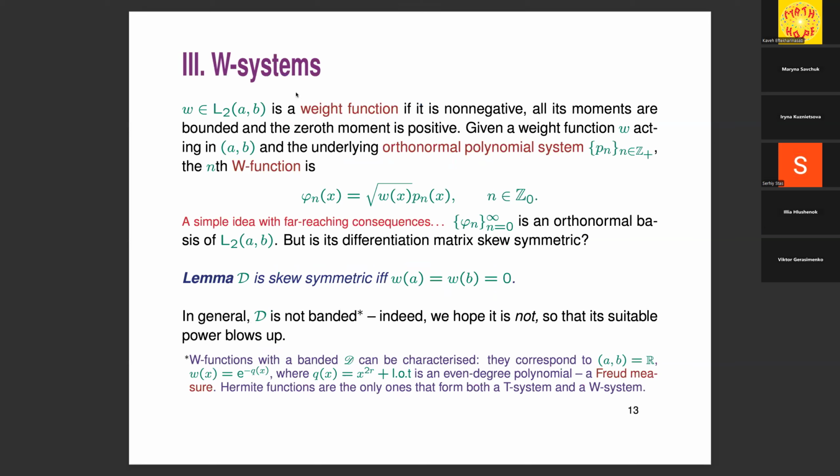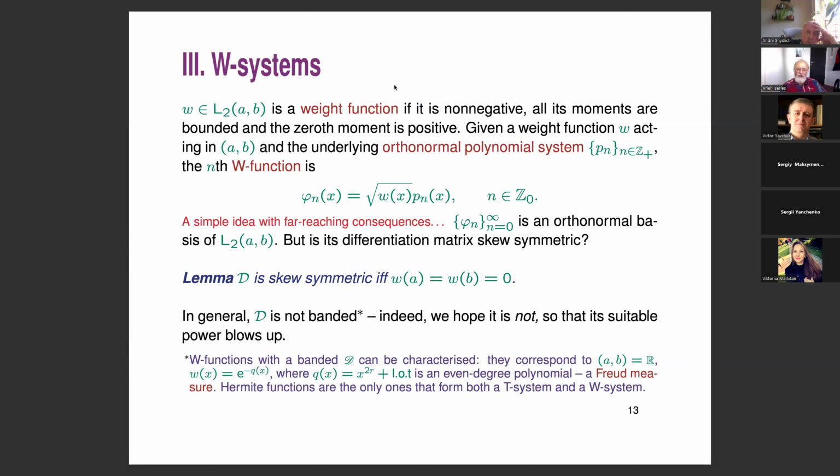And the different approach is what we call W systems. T systems is from tridiagonal, W from weight. So suppose that we have any interval, AB, finite, infinite, I don't care, and we have L2 of AB, and we have a weight function W. A weight function is a function which is non-negative, all its moments are bounded, and the zeroth moment is positive. So in other words, the integral of W is positive.